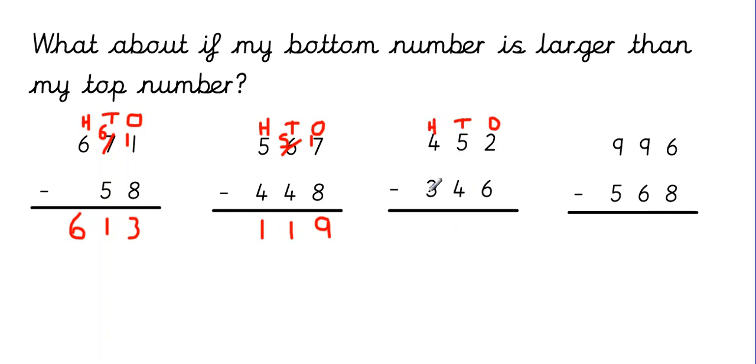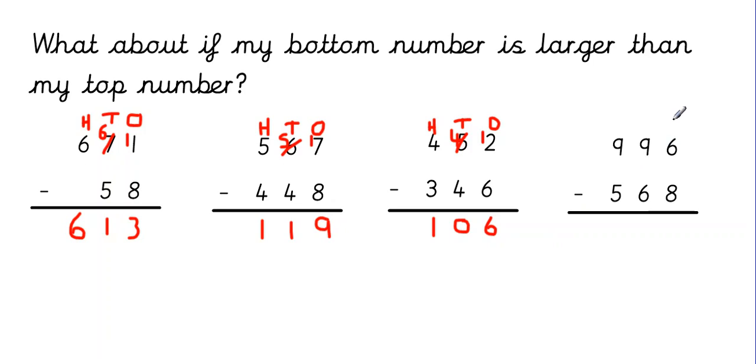So we've got 2 take away 6. So I can't do it because 6 is larger than 2, so I'm going to exchange. So I'm going to give 1 ten to my ones. So remember that 1 is worth 10, so it's 10 plus 2, which is 12. And I'm going to change this 5 into 4 tens. So I've got 12 take away 6 first, which is 6. And then I've got 4 take away 4 in my tens column, which is 0. And then in my hundreds column, I've got 4 take away 3, which is 1. So your answer would be 106.